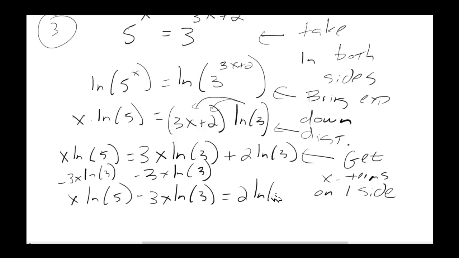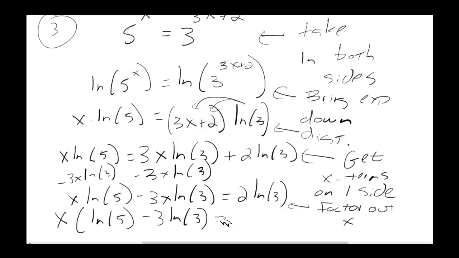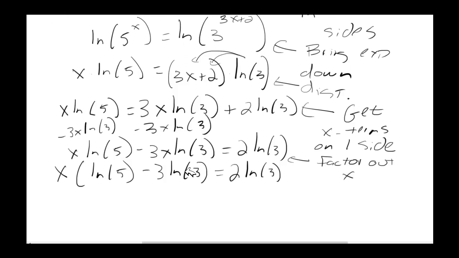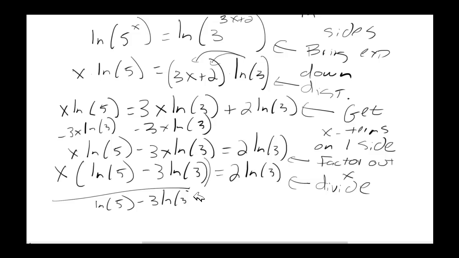The reason why you collect x terms on one side is it lets you factor. So I'm going to factor out that x. So it's x times the quantity ln 5 minus 3 ln 3, equals 2 ln 3. Okay, and now finally we're going to divide. Take both sides and divide by ln 5 minus 3 ln 3. And we get our solution.